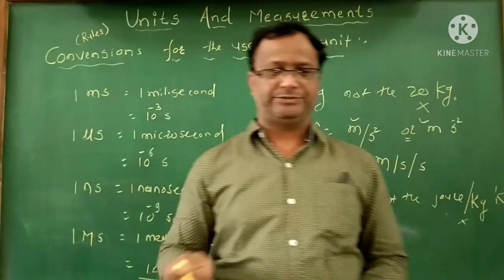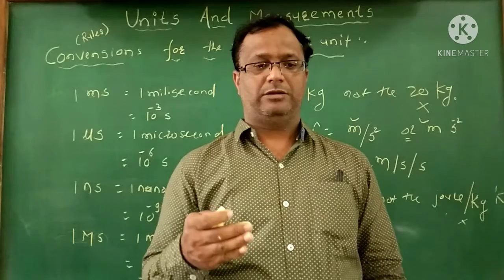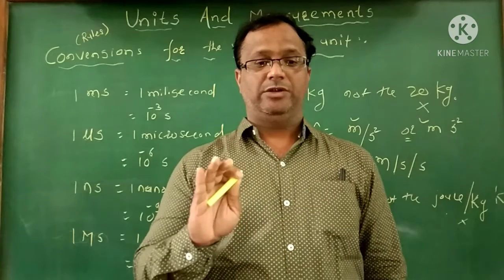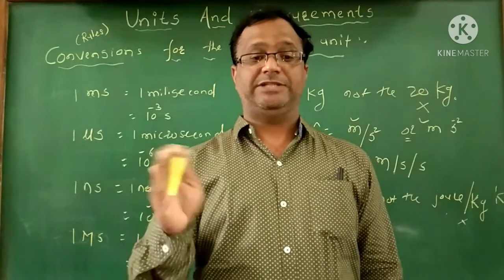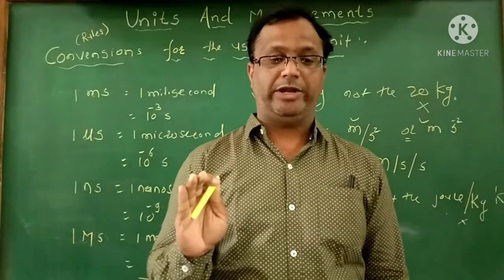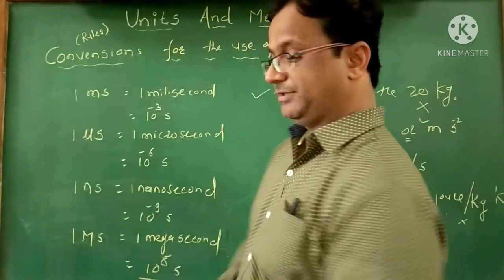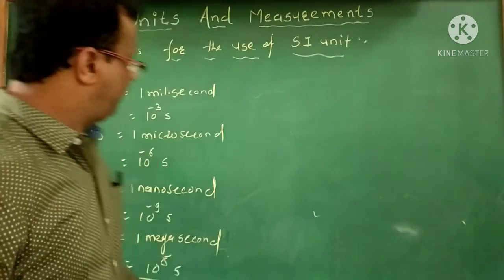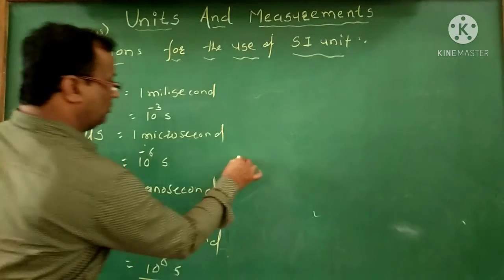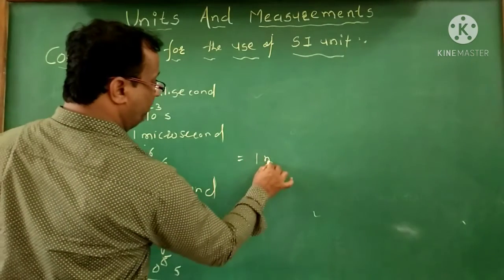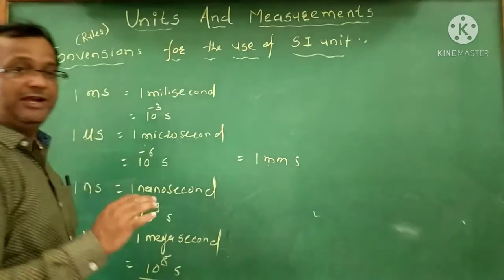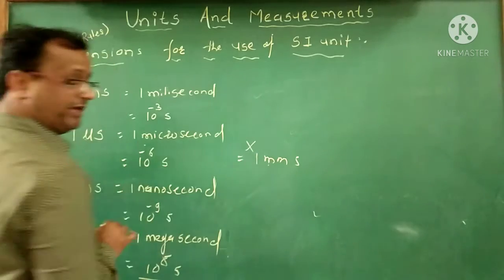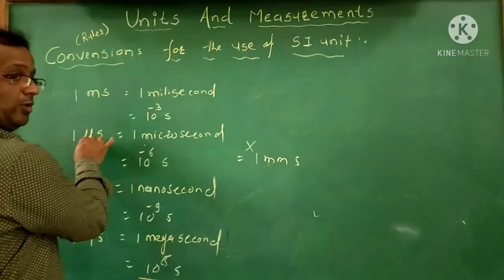Again, when we write the unit, double prefixes are avoided. Suppose we want to write 10 raised to minus 6 seconds, then don't write it as 10 raised to minus 3 times 10 raised to minus 3. So this cannot be written as millimillisecond. Milli means 10 raised to minus 3, but don't write in this way. You want to write simply micro.